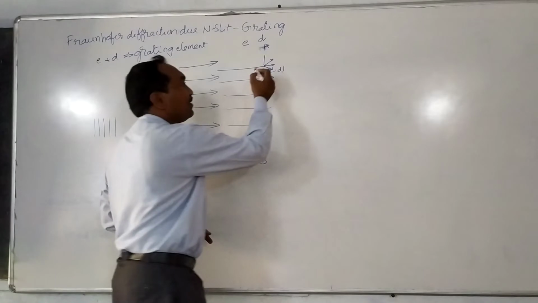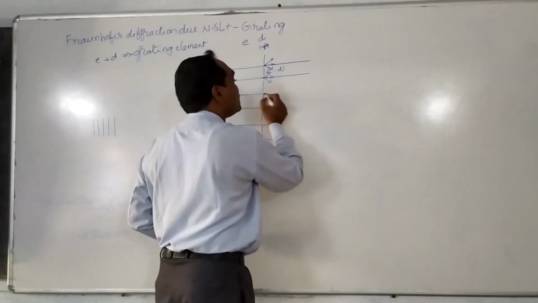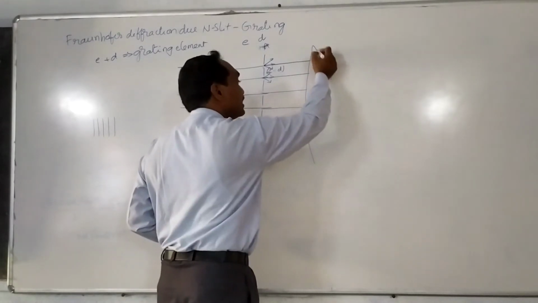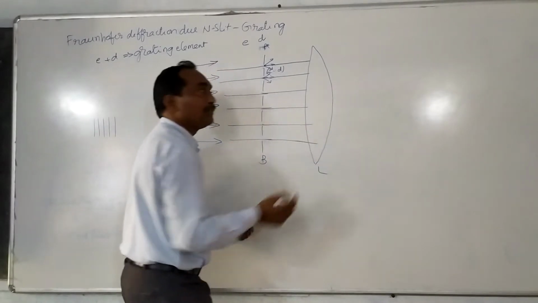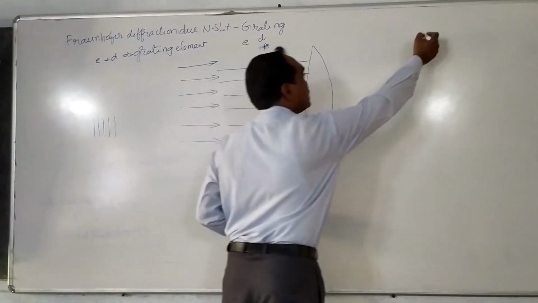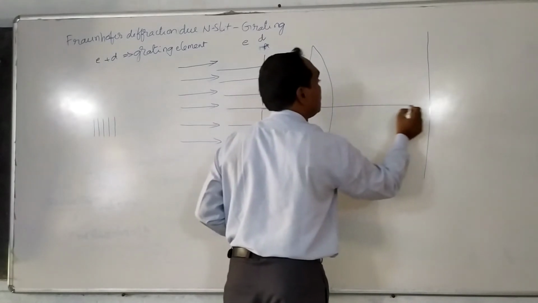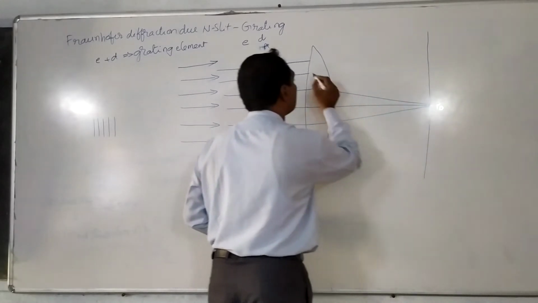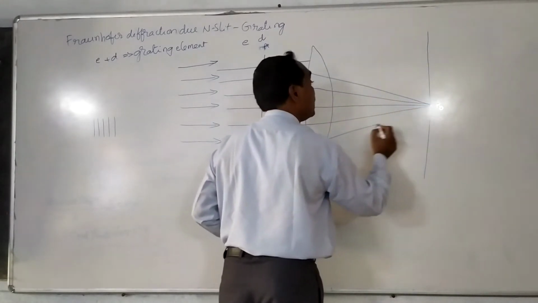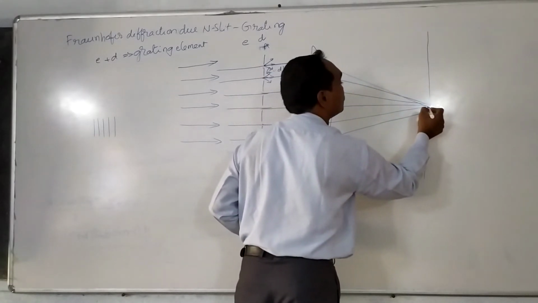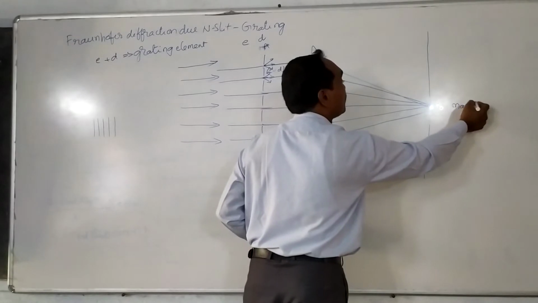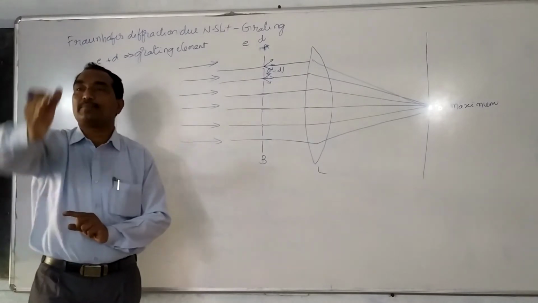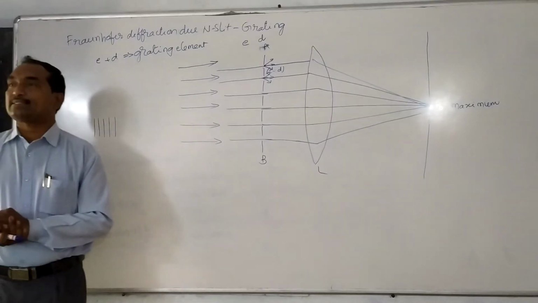Of course, these secondary waves, when passing along the direction of the incident ray, will be incident on the convex lens. Then what happens? All these rays are concentrated at the center of the screen, at a point P naught, where the intensity is maximum. This is called the principal maximum. So we will observe a bright band at the P naught place.